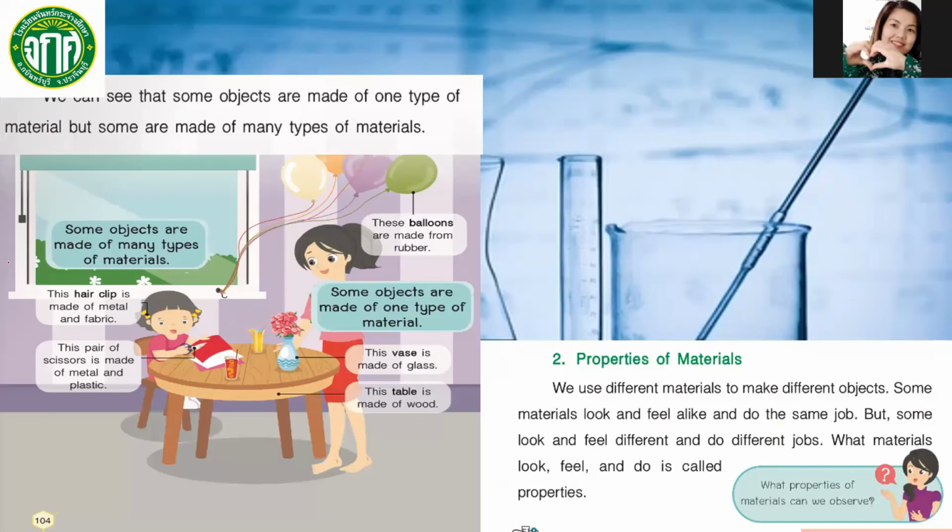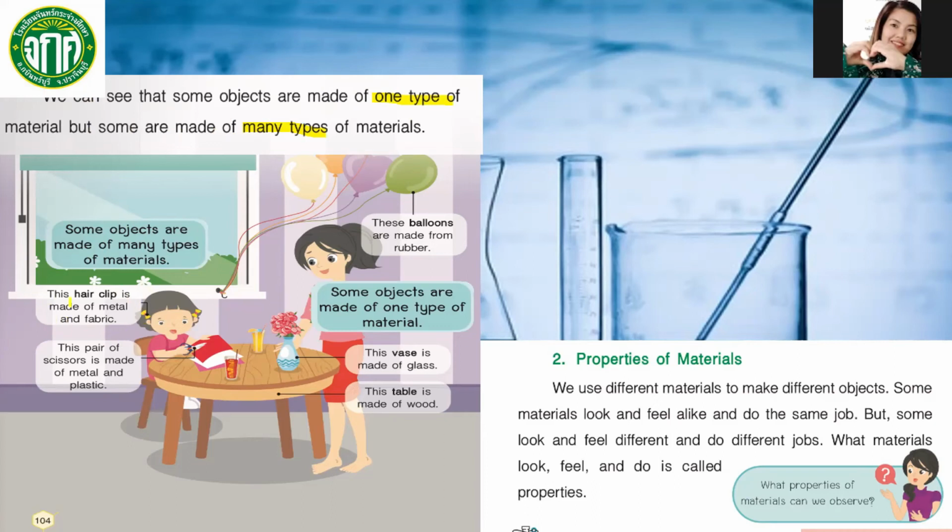Okay, page 104. So we can see that some objects are made of one type of material, but some are made of many types of materials, right? Some things are made out of one material only, but other things are made out of two or more. So some objects are made of many types of materials.